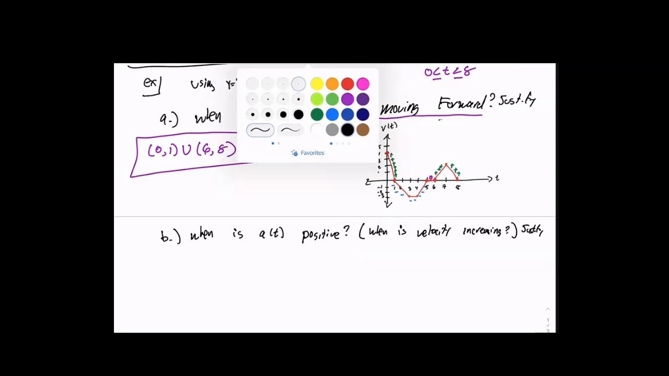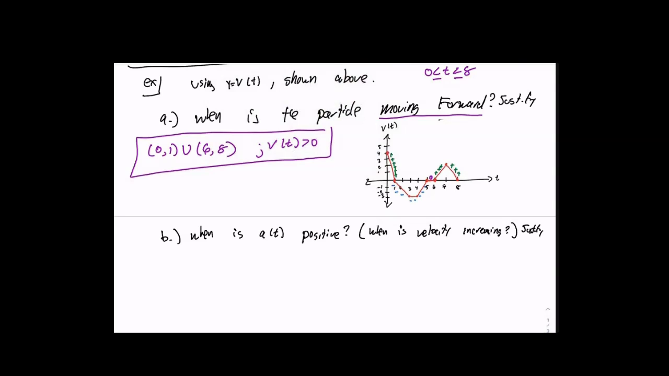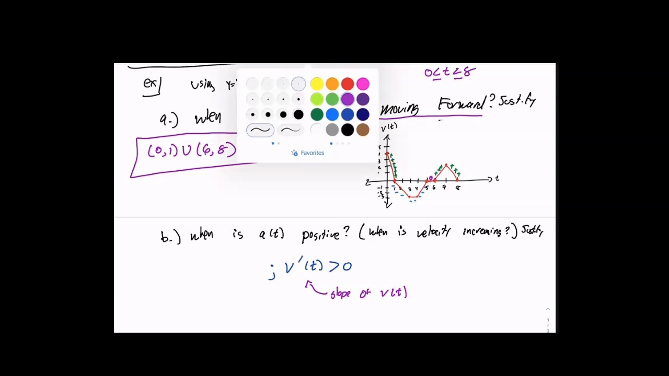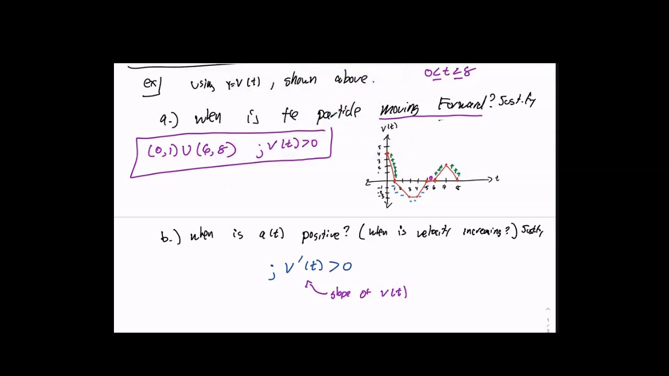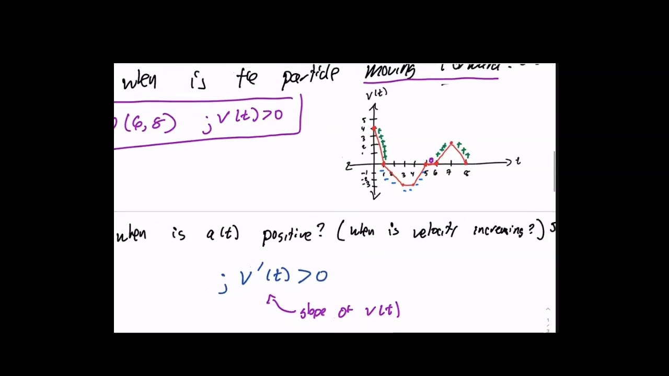When I say acceleration positive, what am I really asking you? What's the justification? What is acceleration in relationship to velocity? It's the derivative of velocity. So I want to know when the derivative of velocity is greater than 0. This is the slope of v of t. So I'm asking you, when is the slope positive? When do I have a positive slope? Anybody? When does this graph have a positive slope?